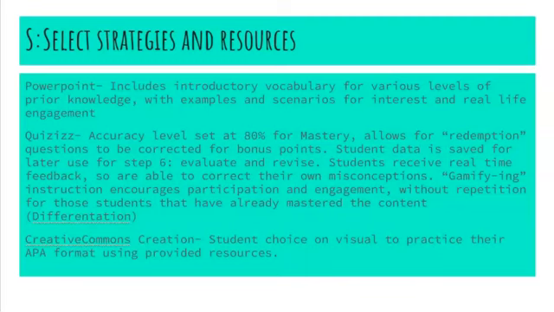The quiz has an accuracy set for 80%, which if they get higher than that, they don't need to do the redemption questions, but those redemption questions let them see the ones that they get wrong and have a second chance at them. The data is saved for later use for step 6, which is the evaluate and revise, but the students, again, receive that real-time feedback, and they can correct their own misconceptions. The gamifying of the instruction encourages participation and engagement without repetition for those students that have already mastered the content.